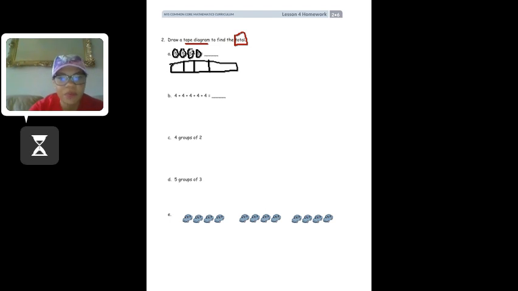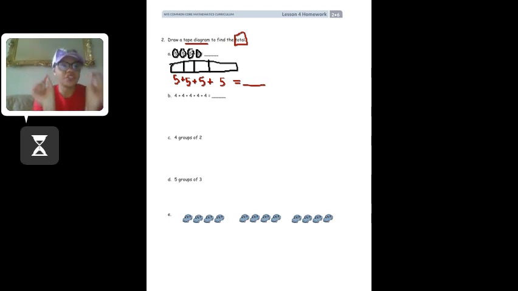So let's see, if I was to rewrite my repeated addition equation beneath, I will have 5 plus 5 plus 5 plus 5, and then we're going to find the total.